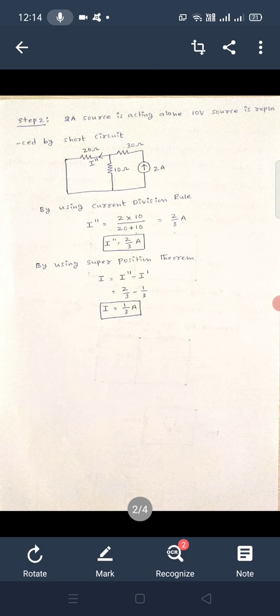That is, I double dash is equal to 2 times the opposite parallel branch resistance value, which is 10 ohm, divided by the sum of the parallel branch elements, which is 20 plus 10. Then the current I double dash is equal to 2 by 3 amperes.